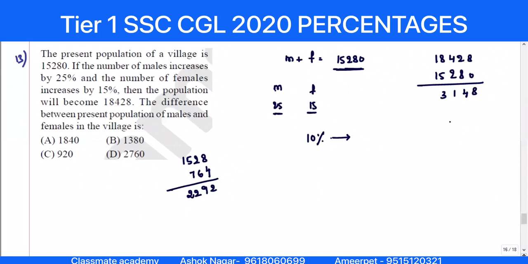So the difference is how much? 2292. You can clearly see we need 8. This is 148. What is 148 plus 8? 156. And we need 800 more. Okay, so 700 more. So it becomes overall 156, plus how much extra we need? 700.